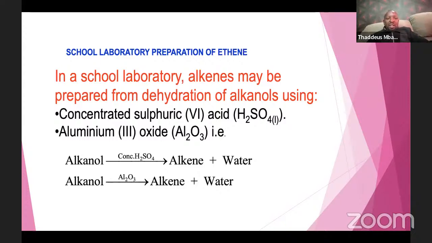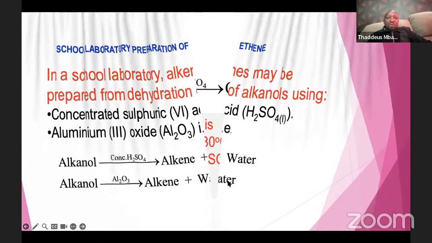So when you're dehydrating and you want to get an alkene, you dehydrate an alkanol using either concentrated sulfuric acid or aluminium oxide. Remember, whatever question you're answering, always specify if you're using an acid, whether it is concentrated or dilute. So we have alkanol, we use sulfuric acid, we get alkene plus water. Alkanol plus this one, you get the corresponding alkene plus water. That's what I mean by that.